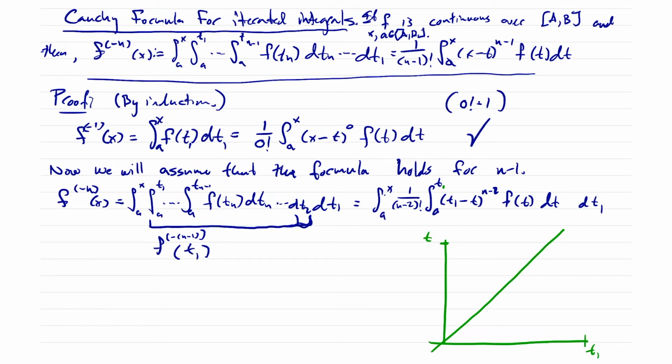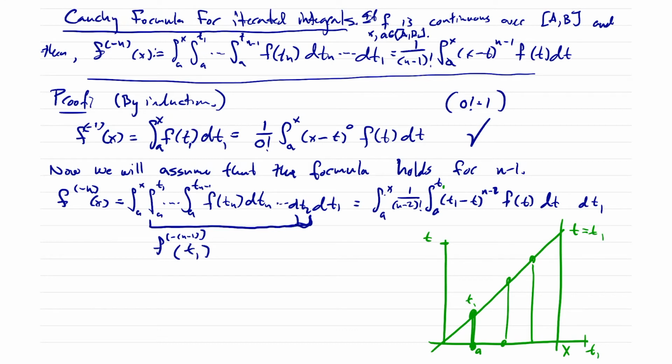So basically, for any fixed t1, we are integrating from a up to t1. And this line here is where we have t equals t1. And so t ranges from a to t1, over and over again, all the way up until t1 stops at x.